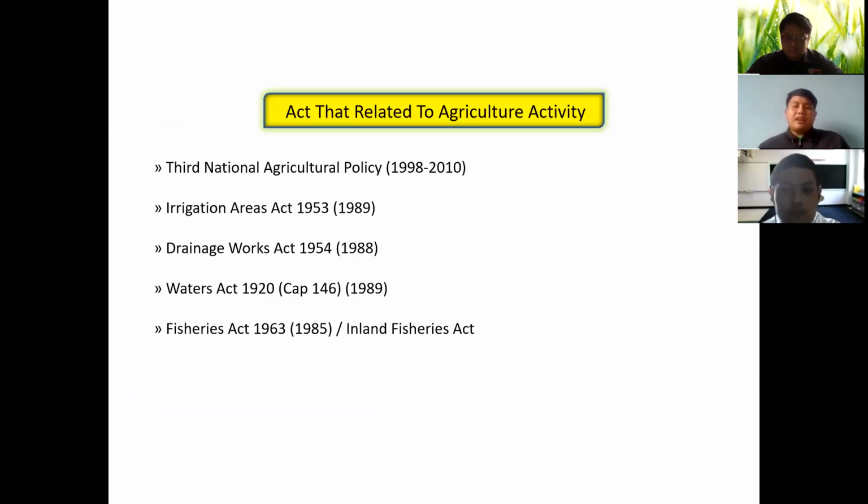And these are the acts related to agriculture activity from the Department of Drainage and Irrigation. First is the Third National Agriculture Policy, Irrigation Areas Act 1953, Drainage Work Act 1954, Waters Act 1920, and lastly the Fisheries Act 1963 or Inland Fisheries Act.